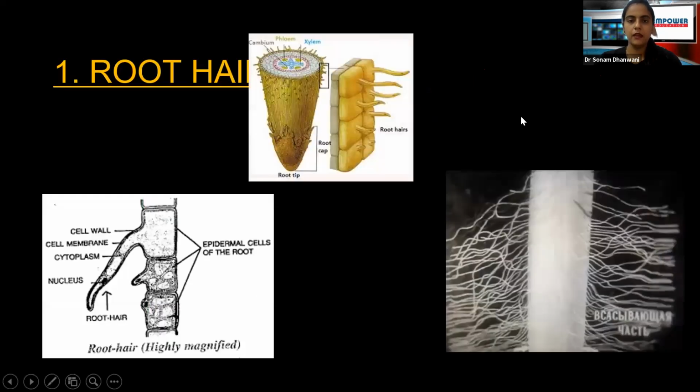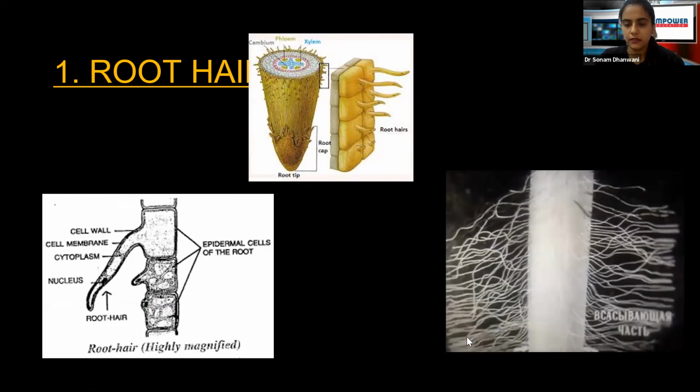Let's see. The first modification, as we said, is the root hair. There are n number of root hairs. In the magnified image you can see them one by one. If you see this image also, you will see n number of root hairs, right? How they are coming out from the surface. Now, this is a magnified image of one root hair. Now, look at this GIF here.